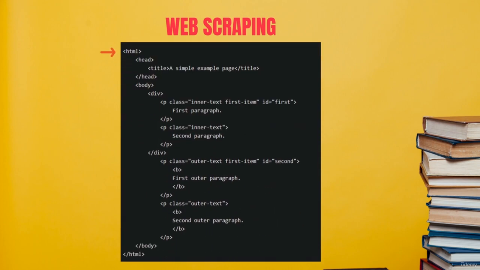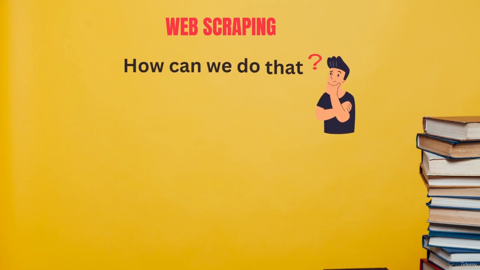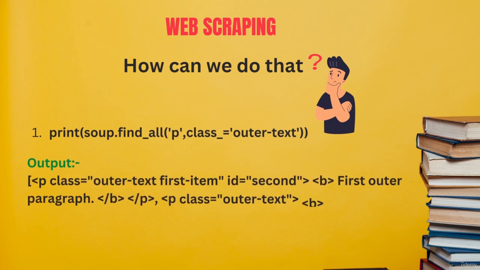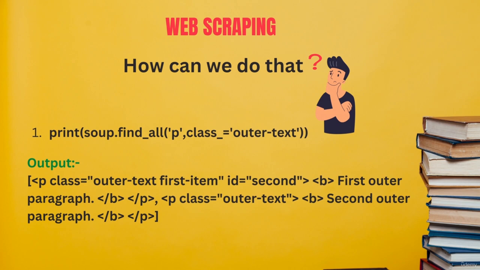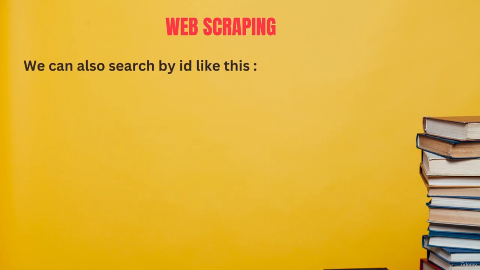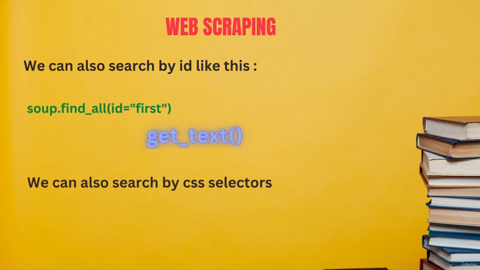If you look at the right, we have displayed an HTML. Here in the div section, we have two class names and an ID. We can enter these tags through this class. How can we do that? The method we are going to be using is the find all method. If we remove the p tag, then it will search the whole doc and find all the tags that contain this class name. We can also search by ID like this. Again, this will return a list and we can access individual items in the list. Also, with the getText method, we will get the information. We can also search by CSS selectors. To do so, we will use the method .select.